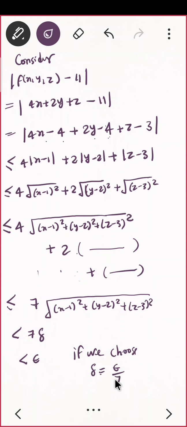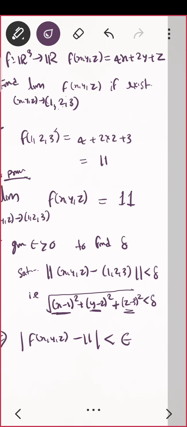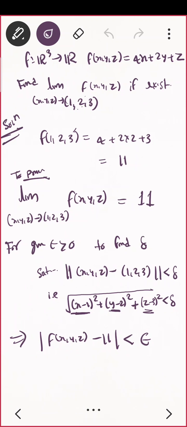Nice. So have we proved this? We have proved this is less than epsilon and you are having delta as epsilon by 7. So this limit exists and limit equal to 11. Is the proof clear to you, everyone? I should not say proof. Is the solution clear to you? Correct?